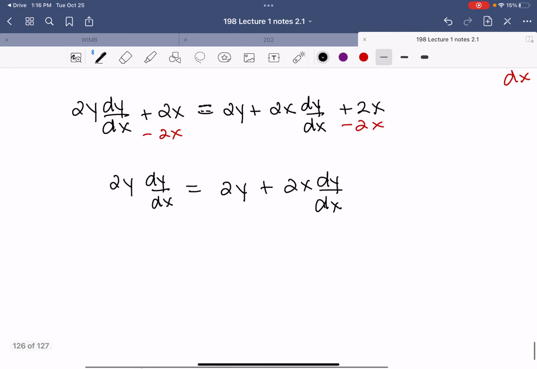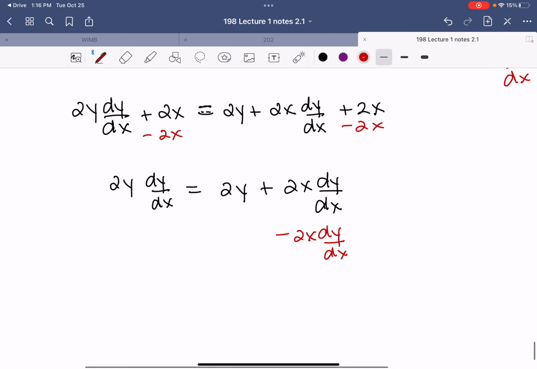And now I've got to move that dy/dx to the other side. So I've got to subtract 2x, and I'll do it in a different color, minus 2x dy/dx from both sides.